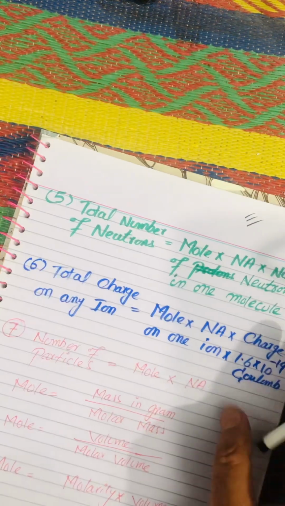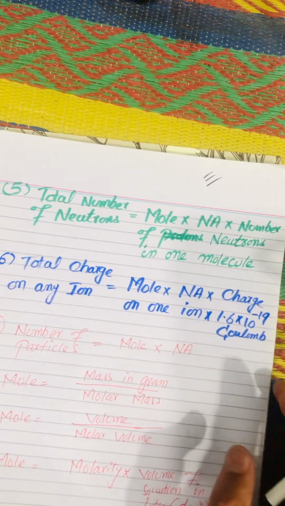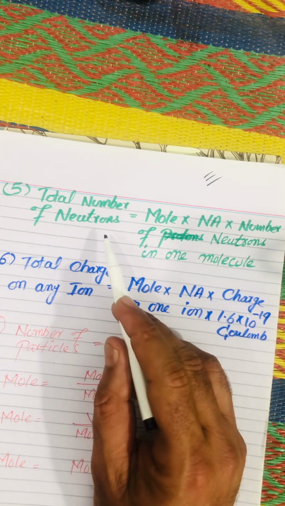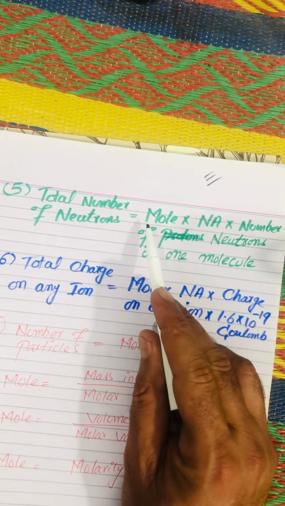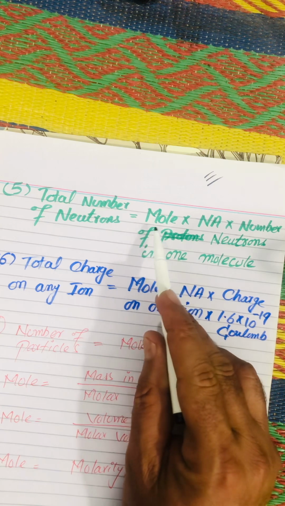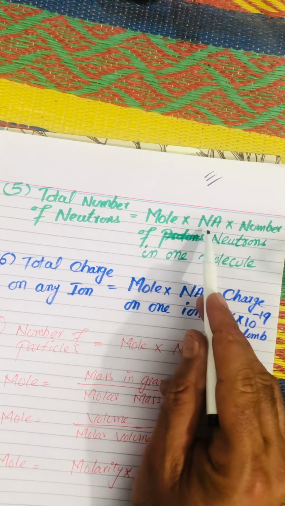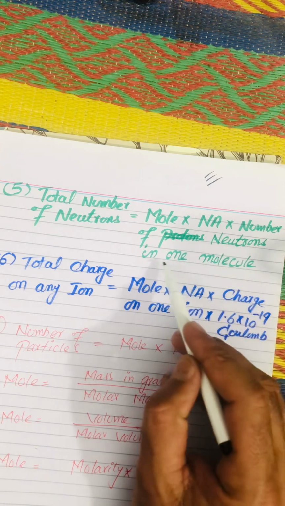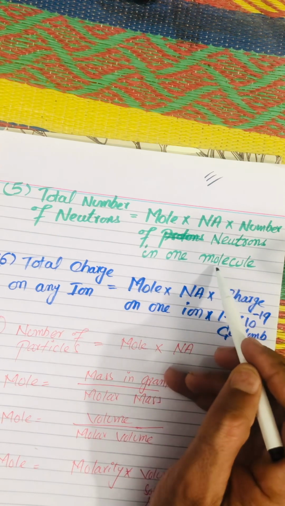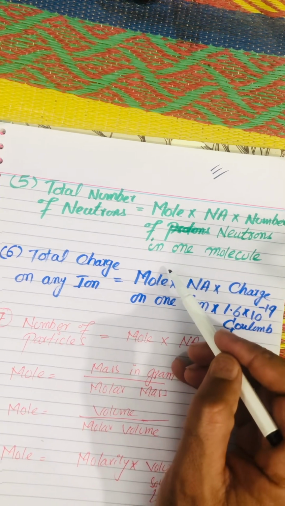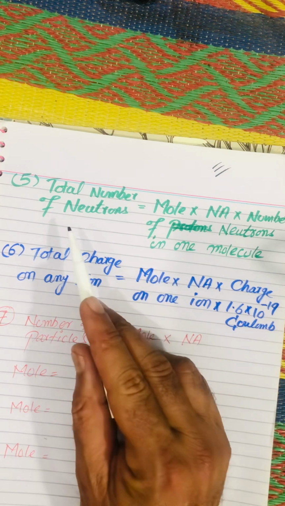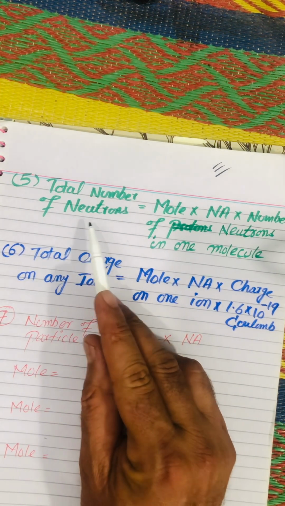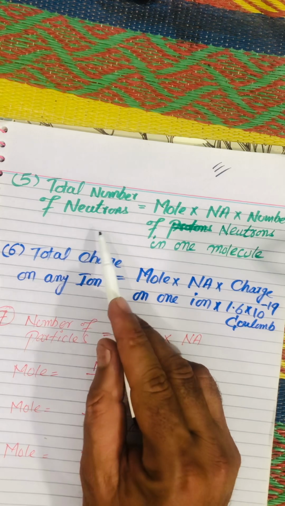Similarly, students, for calculating total number of neutrons in one molecule, it will be equal to number of moles, or simply mole, multiplied by Avogadro number multiplied by number of neutrons in one molecule. These three formulas are the same for calculating total number of neutrons, protons, or electrons.